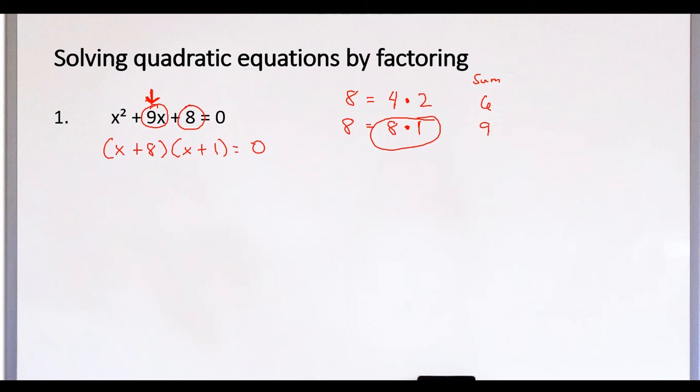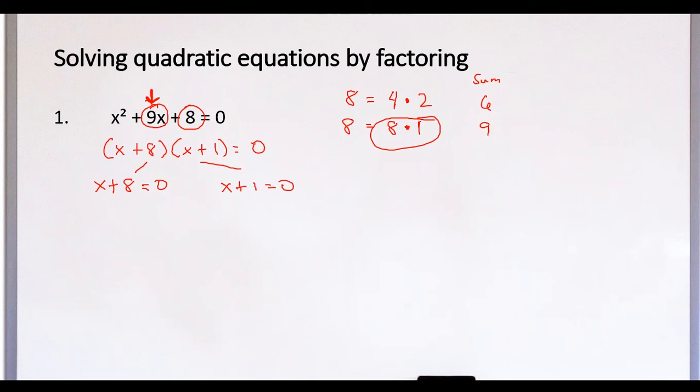The next step is to apply the zero product property, where we set each factor equal to 0. So x plus 8 equals 0. And then the other one is x plus 1 equals 0. So as you can see, we have here the factors equated to 0. Now, we're going to solve for this one first.